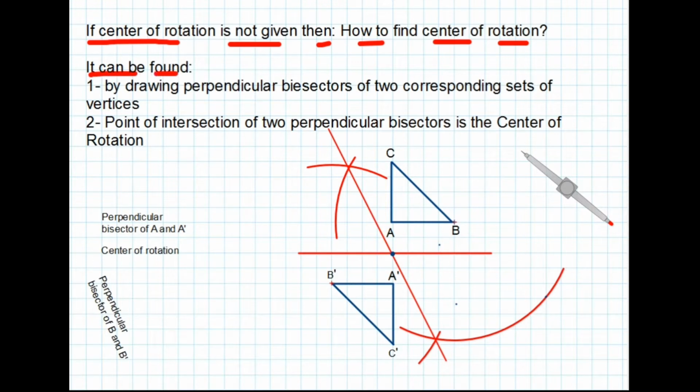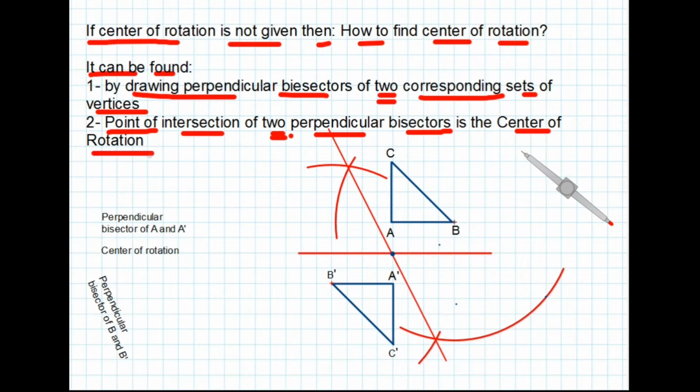It can be found by drawing two perpendicular bisectors of two corresponding sets of vertices of the given triangle. The point of intersection of the two bisectors is known as the center of rotation. Here A dash, B dash and C dash are corresponding vertices of the two triangles as shown.